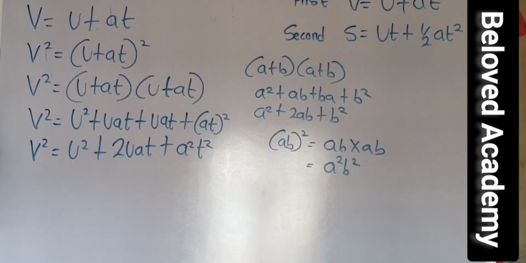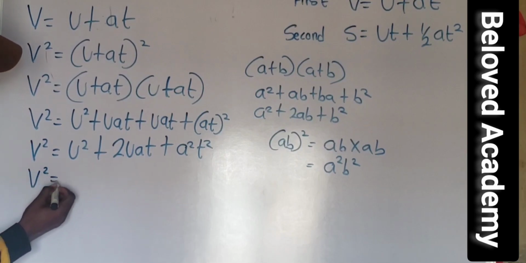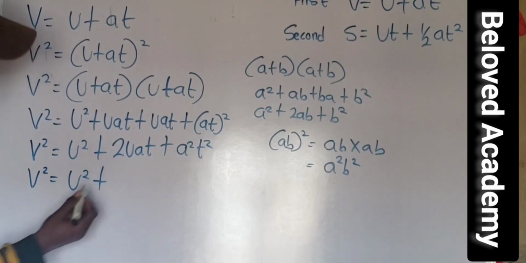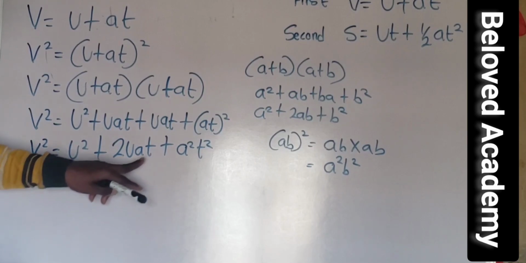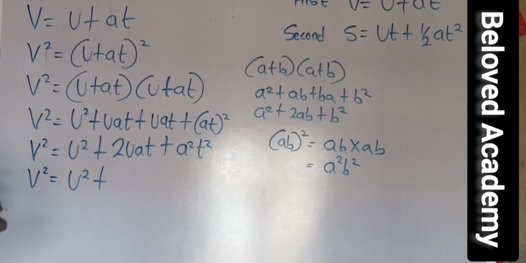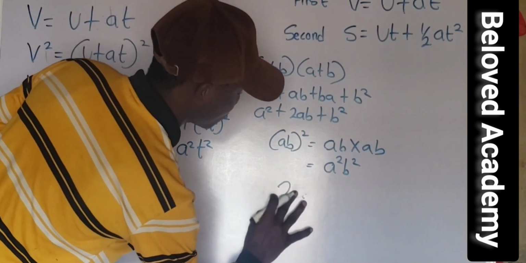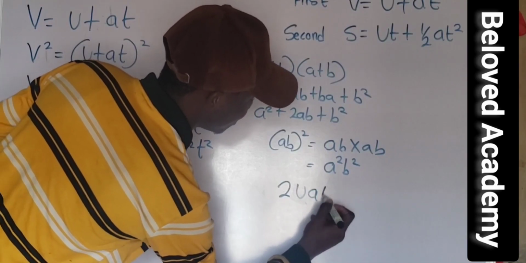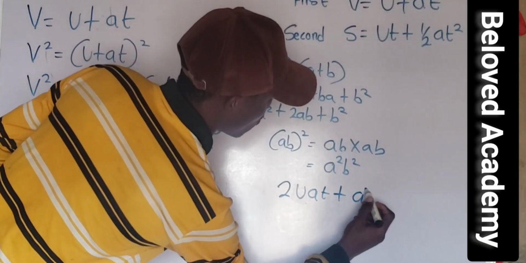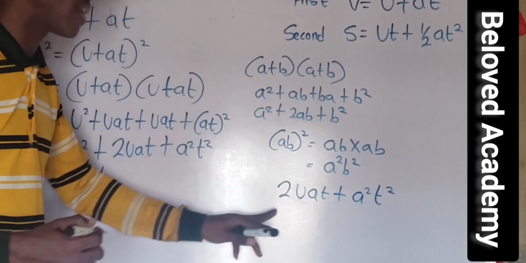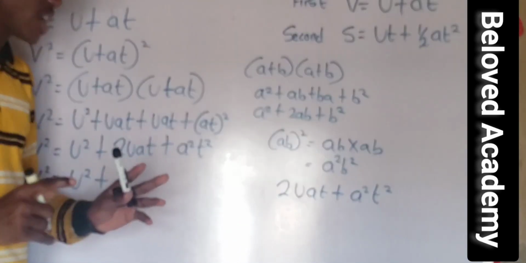This is where the second equation of motion comes in. The first step here is that I'm going to factorize 2A. V squared is equal to U squared plus, I'm going to factorize 2A from this and this. Maybe I should just write it out. I want to factorize 2A out of 2UAT plus A squared T squared.